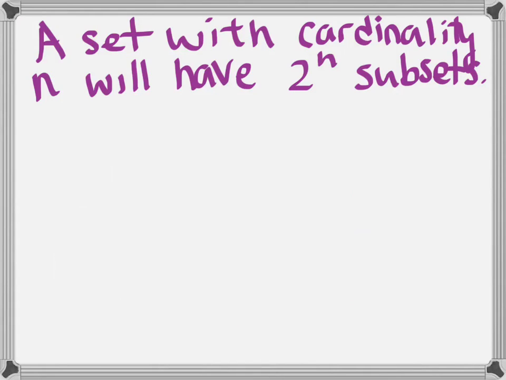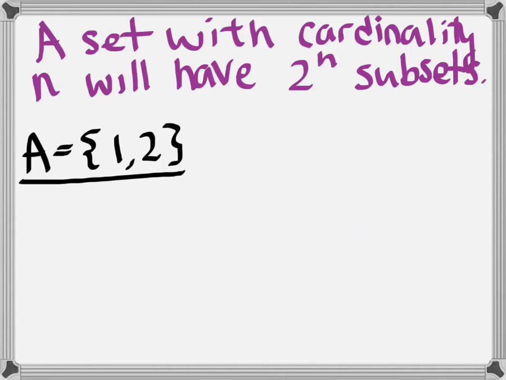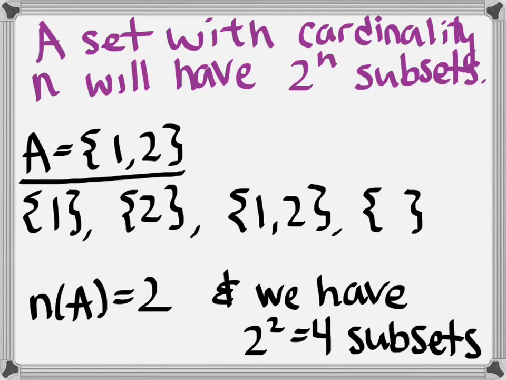Now let's talk about cardinality. A set with cardinality n will have 2 to the n subsets. If we look at the set with 2 elements, namely 1 and 2, we have a cardinality of 2. So therefore we would expect to have 2 to the 2, or in other words 4 subsets. And we see those 4 subsets listed above as the set consisting of 1, the set consisting of 2, the set consisting of 1, 2, and also the set consisting of nothing. That's the empty set.